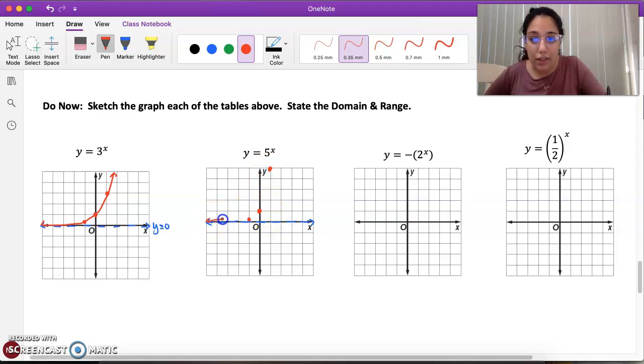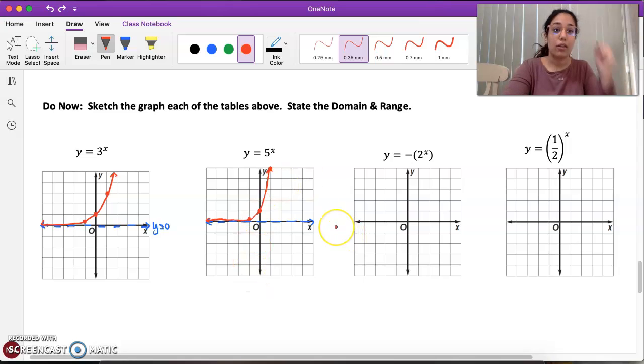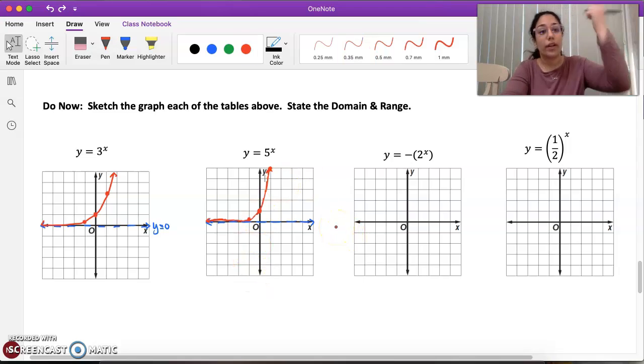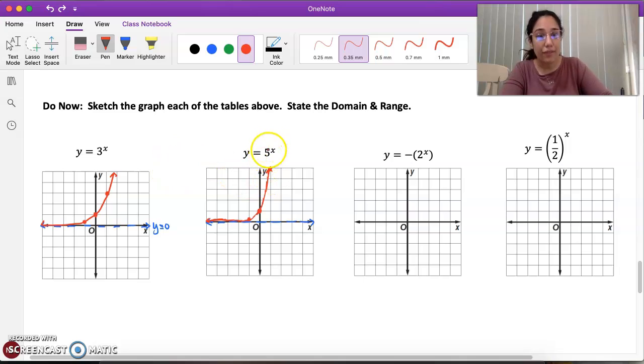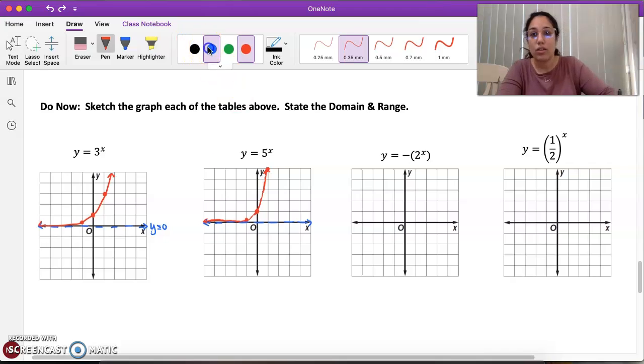Now, notice the difference here. It still is riding along the asymptote, but it grows at a quicker rate. When your base is bigger, it grows at a quicker rate. Okay? The bigger your base is, the quicker it grows, right? Because it's being multiplied by 5 now, not by 3. If it was being multiplied by 100, 100 squared is a lot bigger than 3 squared. So that's the reason. So again, your horizontal asymptote is at y equals 0.